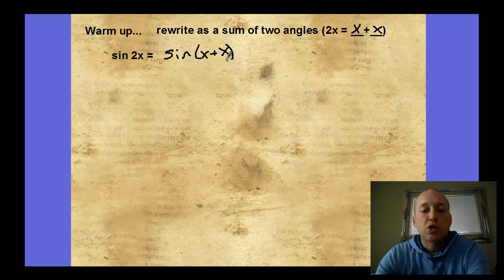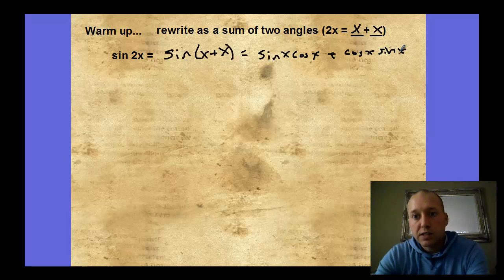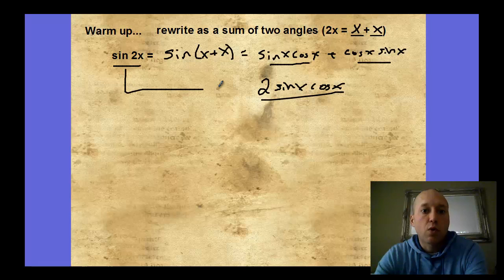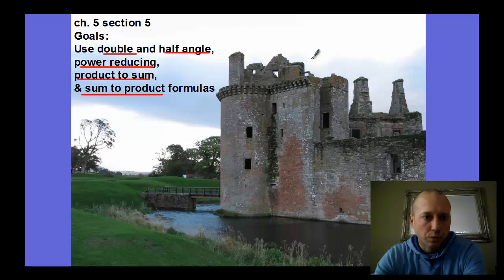And so now we have the sum of two angles. So if we use that formula from before, it's sine x cosine x plus cosine x sine x, using our identities from 5-4. Now those are the same thing, so it's the sum of two like terms that can be written as 2 times sine x cosine x, which is one of our formulas for today. And so you can see how we can derive new identities from old ones with some basic algebra. So we're going to be using double, half angle, power reducing.